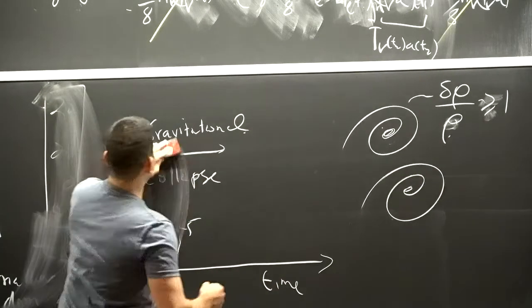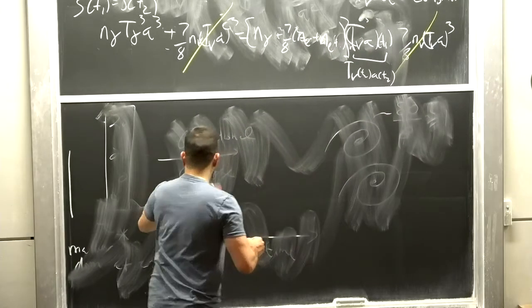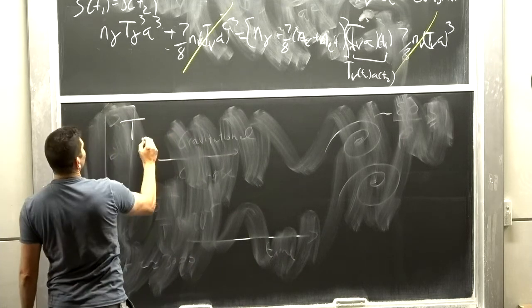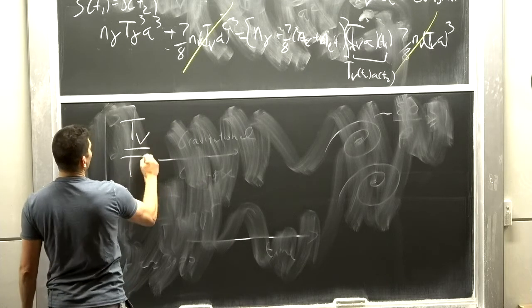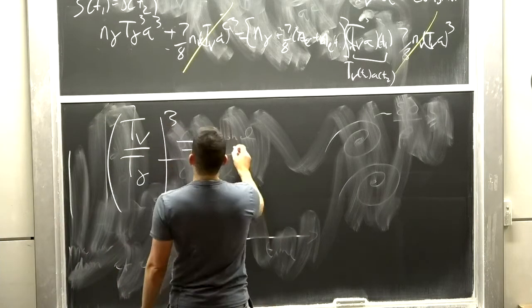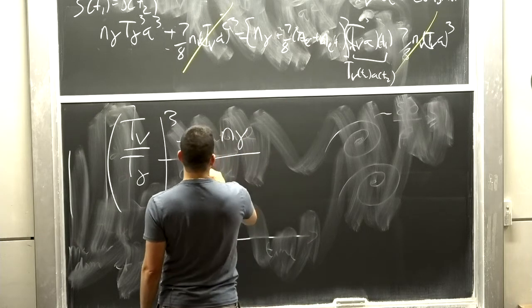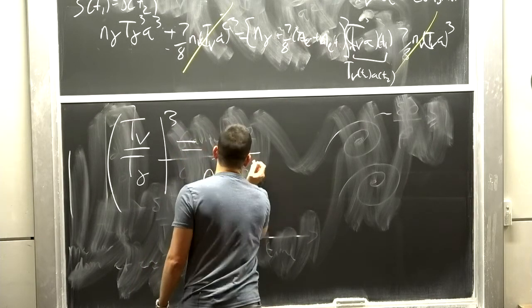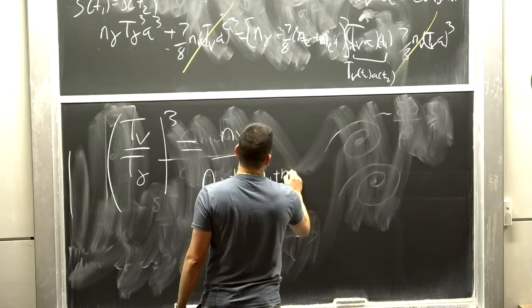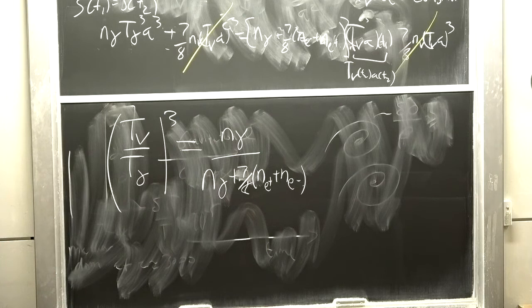So what we'll be left with is the ratio. We solve this, and we get the ratio of the temperature of the neutrinos to the temperature of the photons, cubed, is equal to the number of degrees of freedom in photons divided by the number of degrees of freedom in photons plus 7/8 times the number of degrees of freedom in electrons plus the number of degrees of freedom in positrons. Okay? And now we just have to plug in numbers.